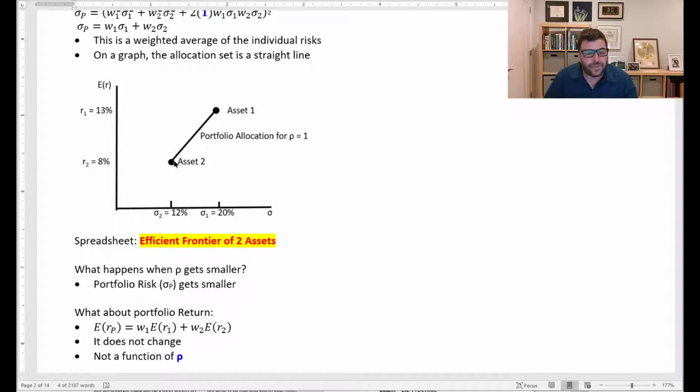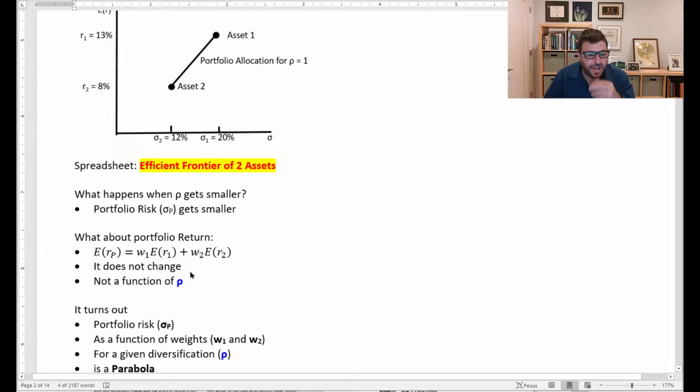But what happens when rho gets smaller? Remember, we set it to 1, which is the maximum. What happens when rho gets smaller? Well, we know that portfolio risk must get smaller. So let's see what happens.